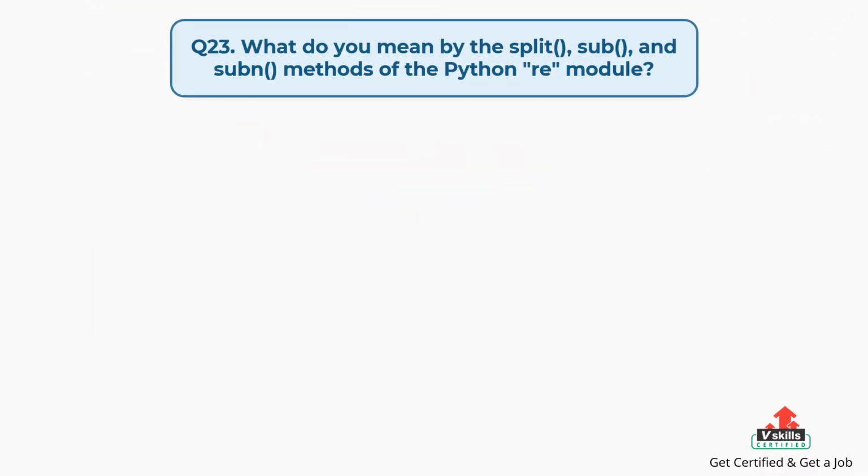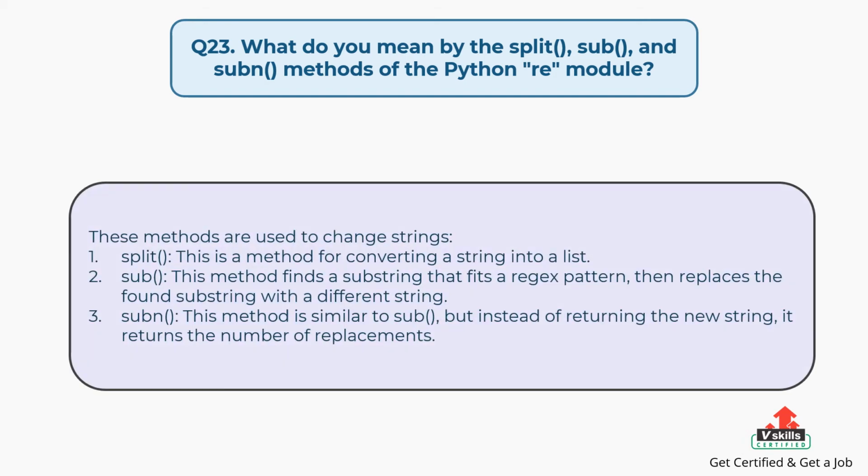Question number 23. What do you mean by the split, sub, and subn methods of the Python re module? The answer is: these methods are used to modify strings. First method is split. This is a method for converting a string into a list. The second method is sub. This method finds a substring that fits a regex pattern, then replaces the found substring with a different string. And the last method is subn. This method is similar to sub, but instead of returning the new string, it returns the number of replacements.